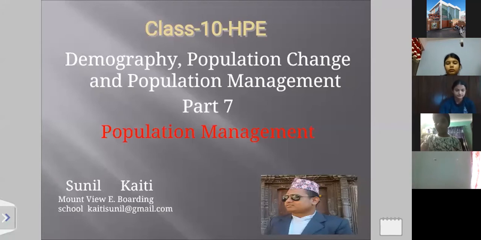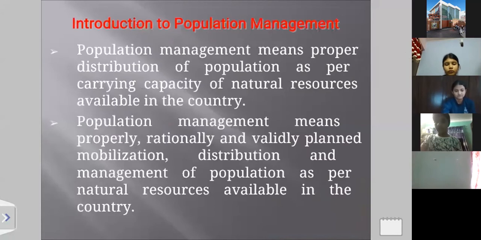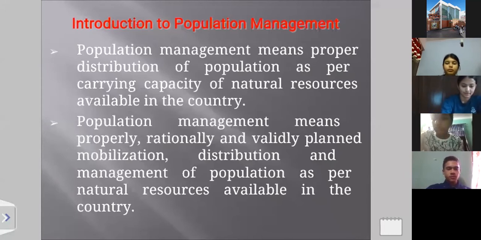Now, my dear students, we are going to start our content, population management. You can see in the next slide, introduction to population management. Today's topic is introduction to population management, and the second topic is methods of population management. She shared her opinion, her view, about what is the meaning of population management, and also some methods of population management. Now, my dear students, you can see in the slide.